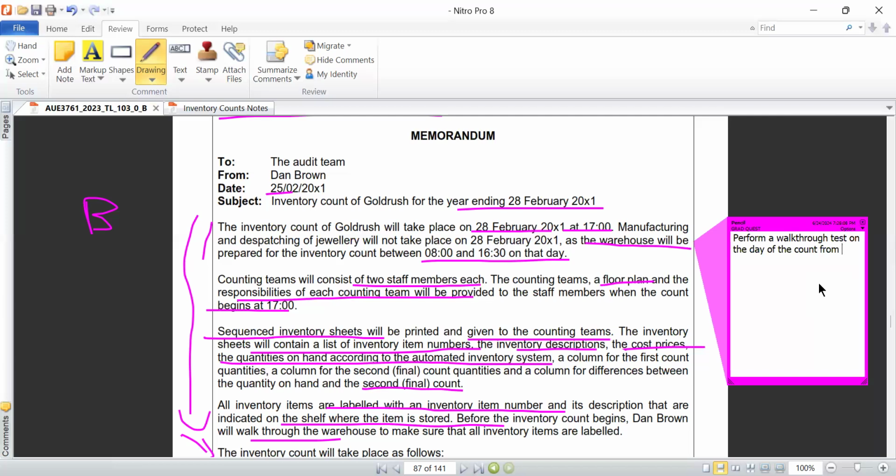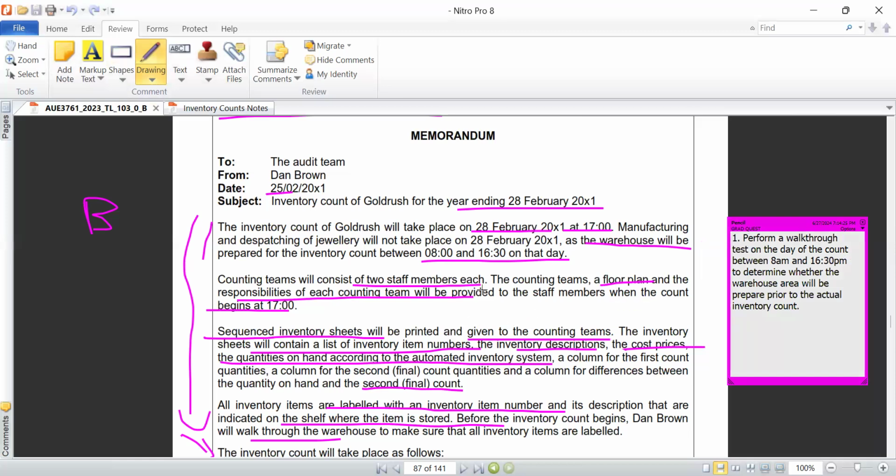Let's just say on the day of the count, between 8 a.m. and 16:30 p.m., to ascertain, or rather, let me use the common words that they usually use, it's to ascertain, to determine, or to ensure, it's one and the same thing. So anyways, let me just use the common one. So it's to determine whether the warehouse area will be prepared prior to the actual inventory count. Is it making sense, this level? Yes. Right. That's a test of control.